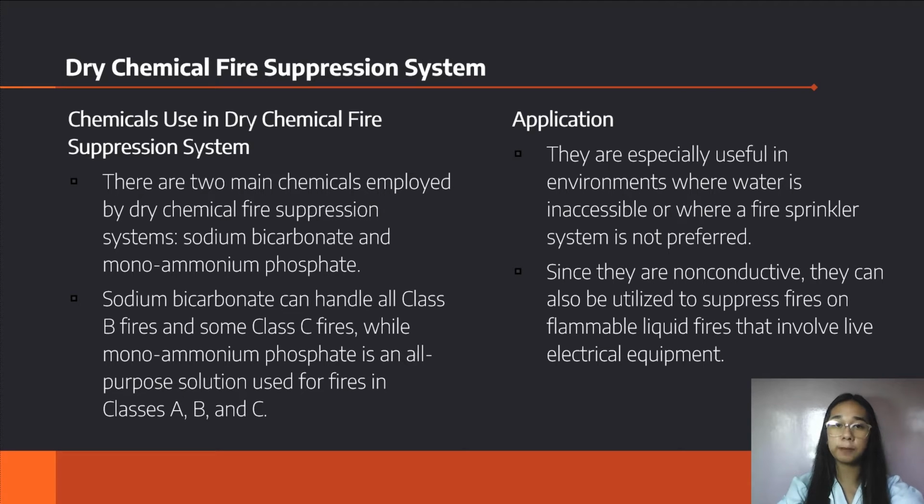Now, what are the applications of the dry chemical fire suppression system? Well, they are especially useful in environments where water is inaccessible or where a fire sprinkler system is not preferred. Since they are non-conductive, they can also be utilized to suppress fires on flammable liquids and fires that involve live electrical equipment.